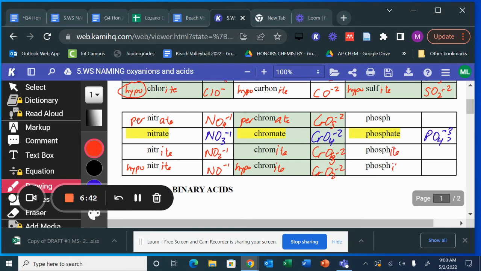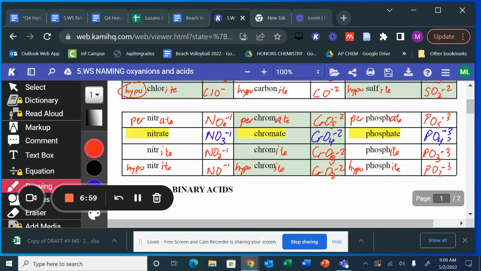Phosphite, hypophosphite, phosphate, perphosphate: PO3 minus 3, PO2 minus 3, PO5 minus 3. The charge does not change.